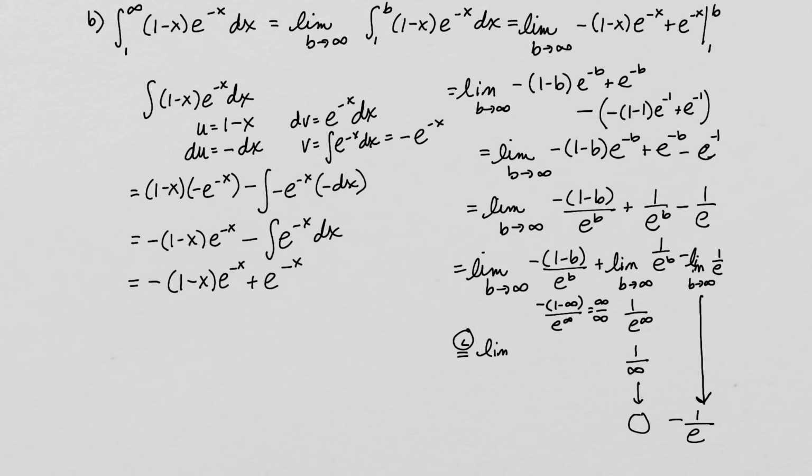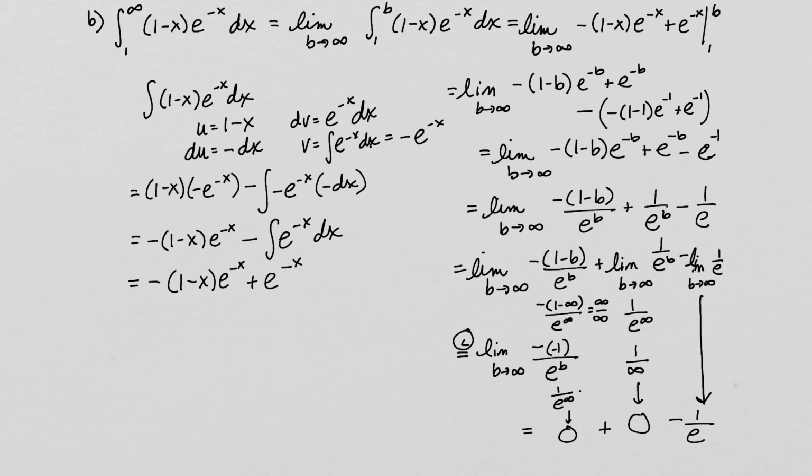So we're going to end up with the limit as b approaches infinity. The derivative of the top: the derivative of minus b is negative 1, divided by the derivative of e to the b, which is just e to the b. So this would just be 1 over e to the infinity, which also is going to end up being 0, right? Because e to the infinity is infinity, and 1 divided by something super, super huge is really, really tiny. So it's going towards 0.